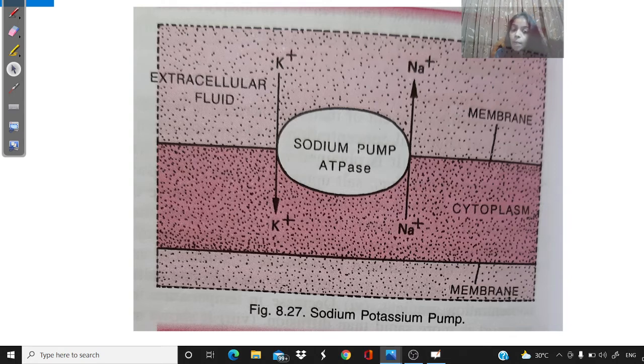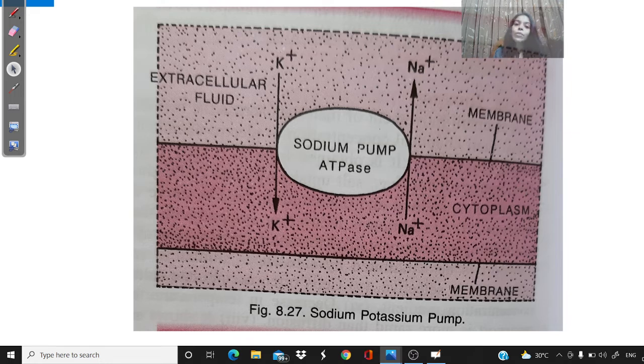And sodium and potassium can come in and go out through certain protein channels. So it needs a carrier also. So carrier needed, ATP needed. Okay, so this is primary active transport. If this doesn't take place, nerve impulse will not travel, muscle will not contract.